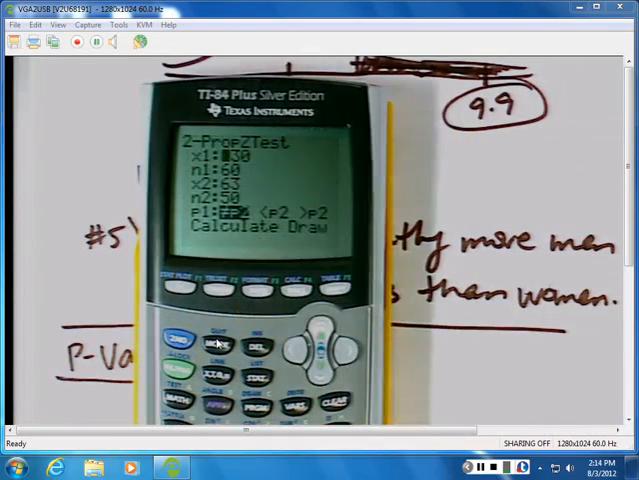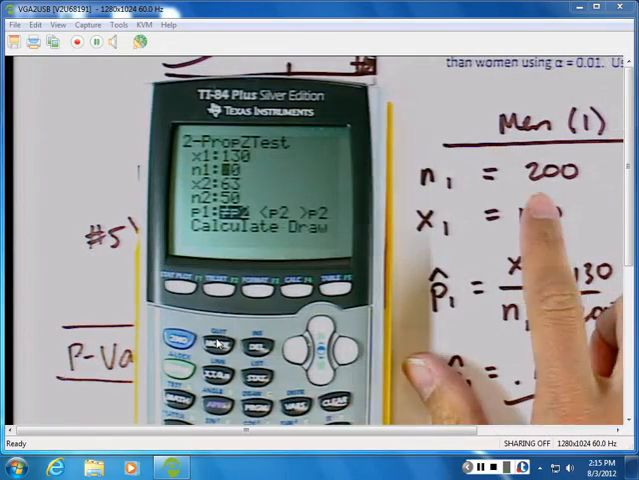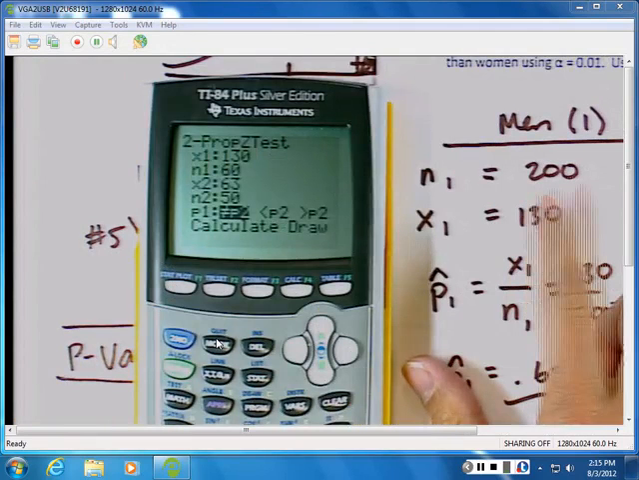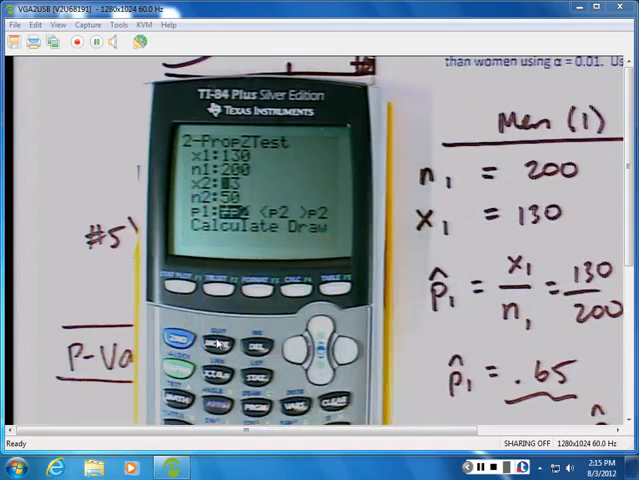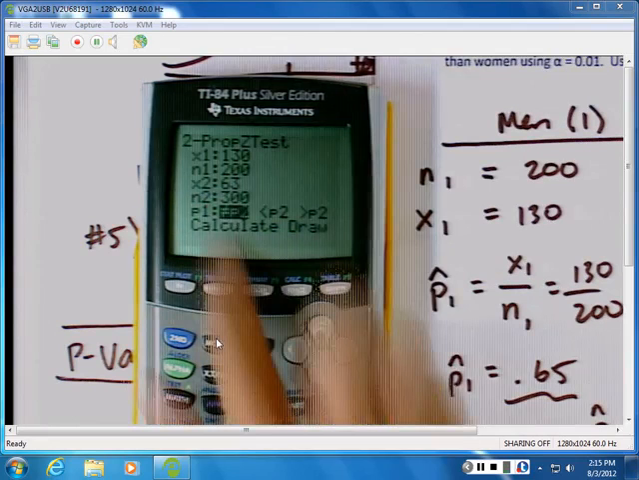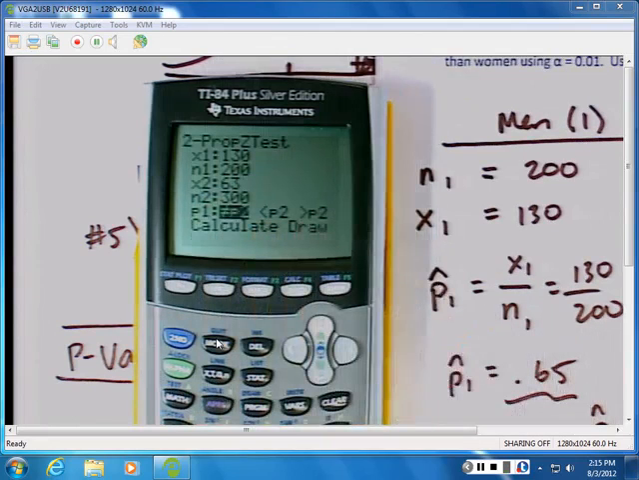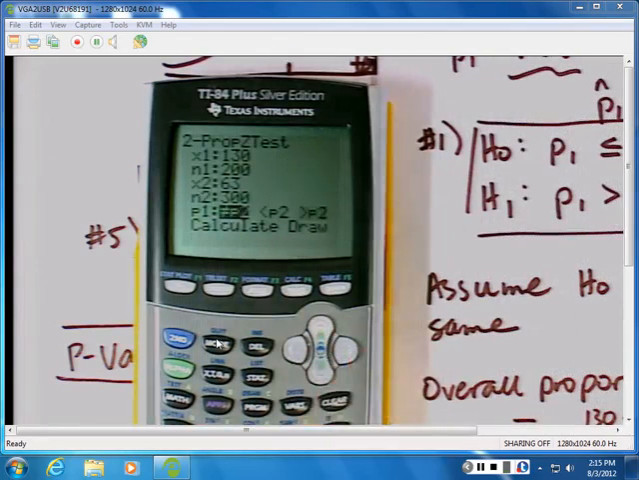And it's asking for X1 and N1. Those were given to me, right? So here they are. I'll at least show it to you for the men. X1 was 130. N1 is 200. X2 is 63, and N2 is 300. And it says, do you want not equals, less than, or greater than? What did we have? Here's my hypothesis. We had greater than. So I'm going to arrow over to greater than, and then hit calculate.